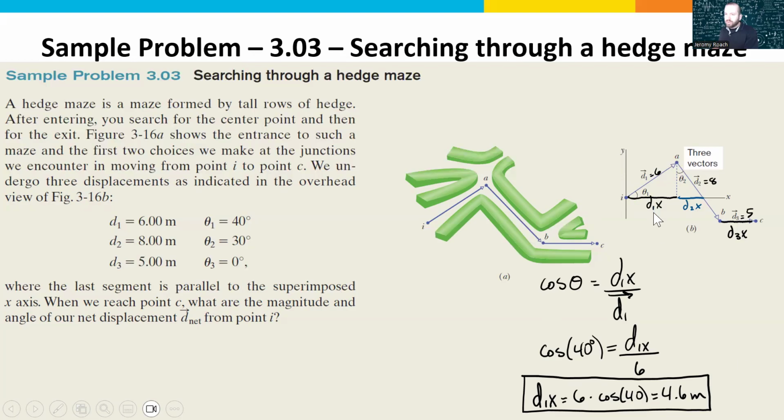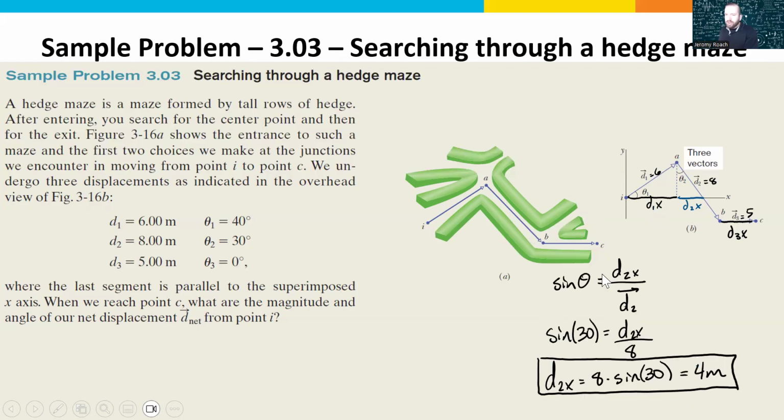So D1x is 4.6. For D2x, this one's a little bit different. We have to use sine for this one. Sine of the angle is opposite over hypotenuse, D2x over D2. So that's D2x is what we're trying to find. We know the angle theta sub 2 is 30, and we're going to say sine 30 equals D2x over D2. They tell us D2 is 8, so we plug in 8 there. Multiply by 8 on both sides, we get 8 sine 30 is equal to 4 meters for D2x.